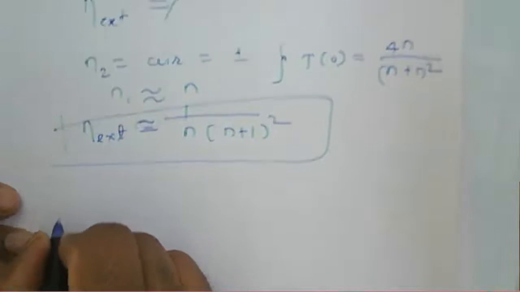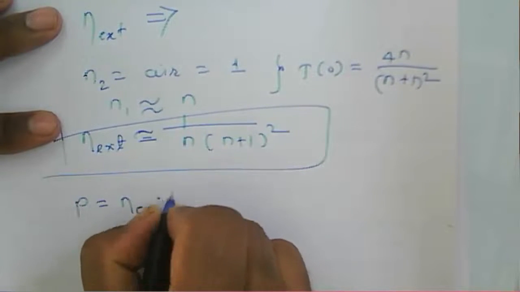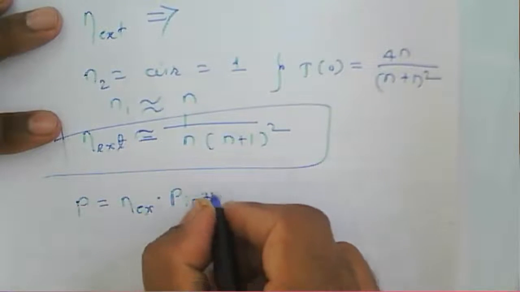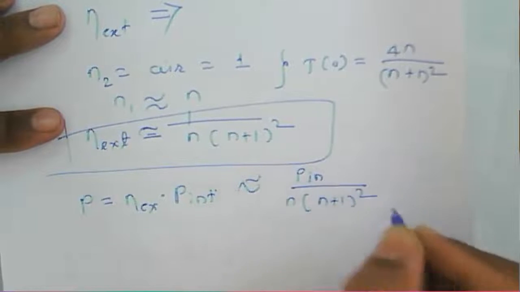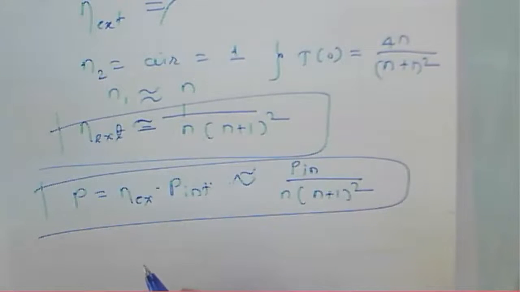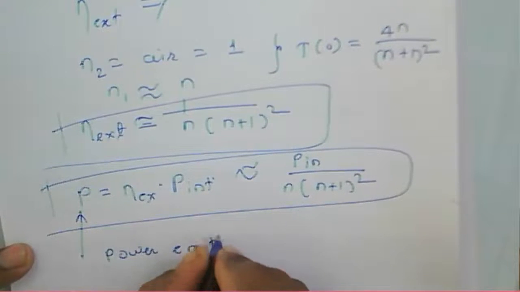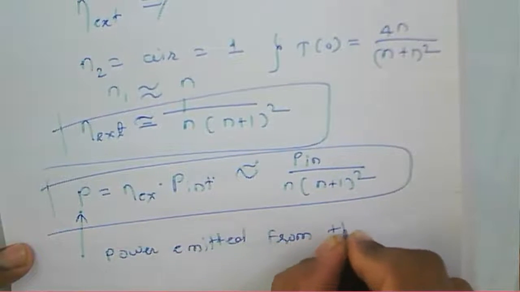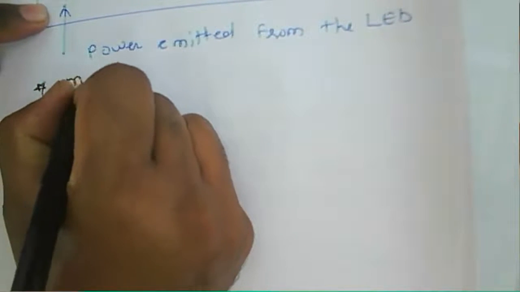So we can calculate the optical power. The total optical power emitted from the LED is equal to the external efficiency times the internal power, and that is approximately equal to the internal power generated by N into (N plus 1) squared. That is the optical power emitted from the LED, nothing but the total power of the light emitting diode. Next time we will see the modulation of an LED.